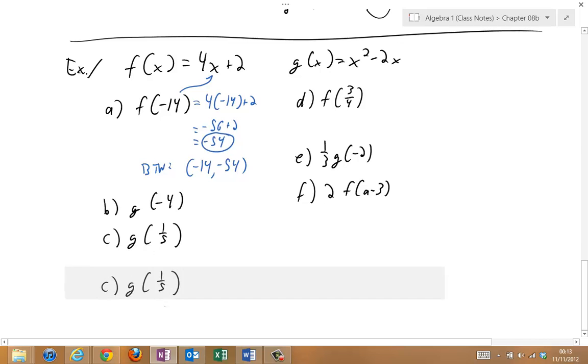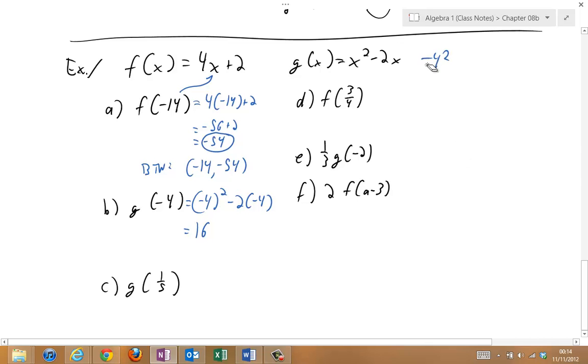G of negative 4 goes into the g function. So this is (negative 4) squared minus 2 times negative 4. I cannot emphasize enough putting those parentheses in so you see it's actually negative 4 being squared, and it becomes positive 16, not negative 16. Too many people rush this, and they say, oh, it's negative 4 squared, oh, negative 16. I want to kill them. Okay, plus 8, 2 negatives make a positive, equals 24.